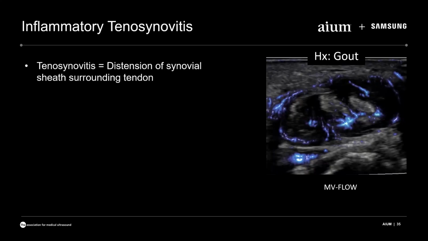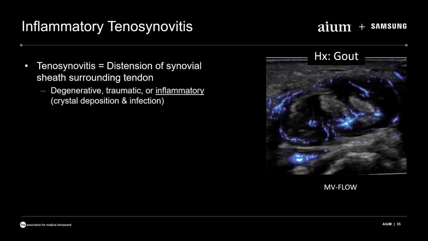So as I mentioned, tenosynovitis indicates distension of the synovial sheath surrounding the tendon. And it can be degenerative, traumatic, or due to repetitive injury like we've been observing, but it can also be inflammatory due to crystal deposition like in gout, or infection. And in my practice, the causes of infection we see are most commonly due to IV drug users.